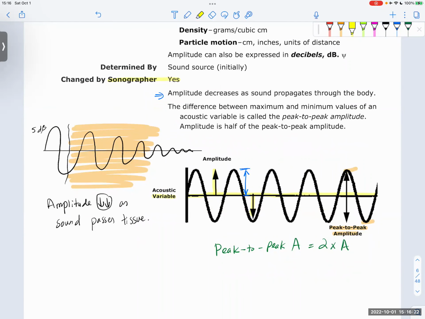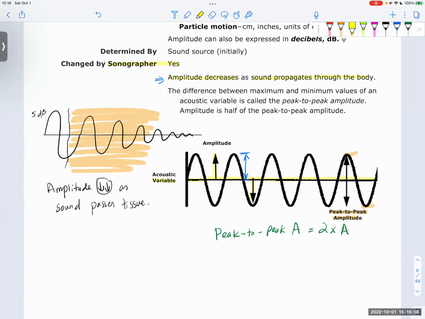If we use the same wave, 5 decibels, and it passes through 2 centimeters of fat versus 5 centimeters of fat, 5 centimeters of fat tissue will cause more attenuation. The ultrasound wave will decrease more, and that's why amplitude decreases as the ultrasound wave propagates through the body. The more it passes through the body, i.e. the deeper, the more likely it is to be attenuated or weakened, and the amplitude will go down. So that's very important, and we'll come back to it. This is very important when we adjust our image quality.